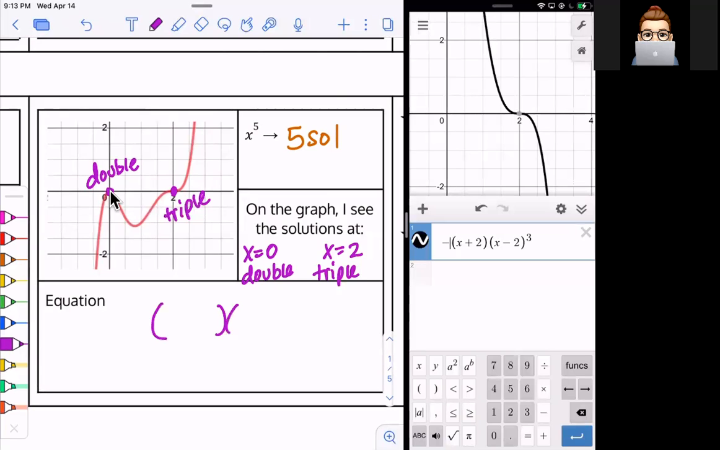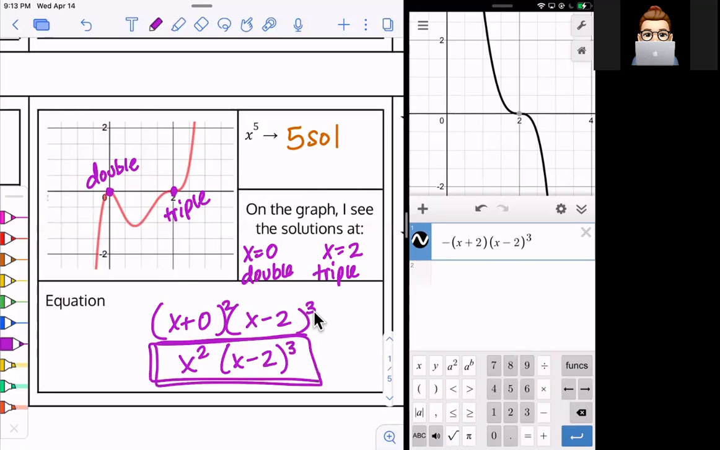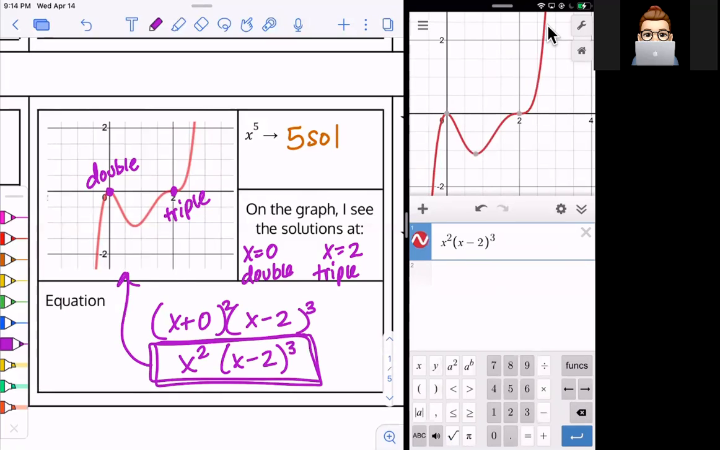In the equation, we have the exact same thing, x plus or minus something. We don't really have to put the 0, we can just put x. And then x minus 2, so we want to flip this sign. We want to account for the double at 0, so I'm going to put a 2 here, x squared. And then the solution at x equals 2, or x minus 2, would be a triple, so we're going to put a 3 here. So we'd have x minus 2 to the third power. And this is our equation for this graph here. We can check it out by graphing x squared times x minus 2 to the power of 3. We can see that it creates that same line.